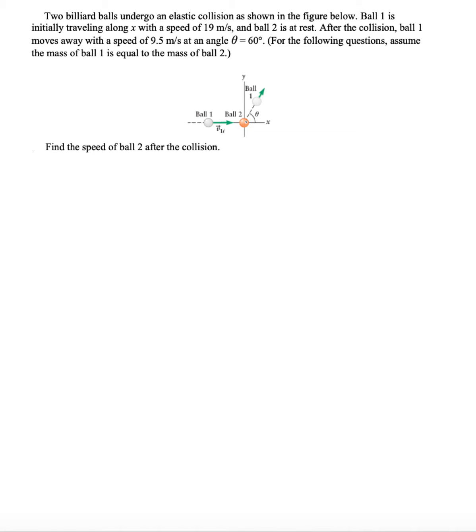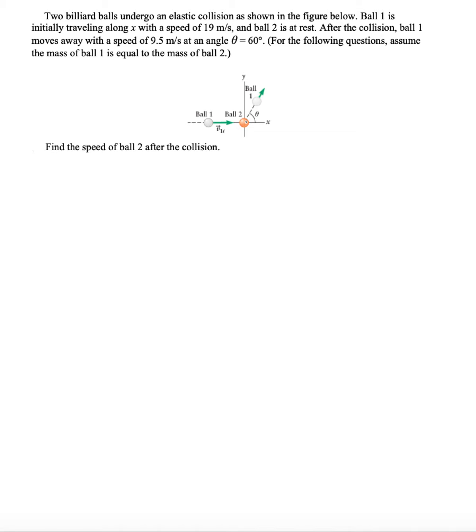Two billiard balls undergo an elastic collision as shown in the figure below. Ball 1 is initially traveling along the x-axis with a speed of 19 meters per second, and ball 2 is at rest. After the collision, ball 1 will move away with a speed of 9.5 meters per second at a standard position angle of theta equals 60 degrees. For these questions, assume that the mass of ball 1 equals the mass of ball 2, and we want to find the speed of ball 2 after the collision.